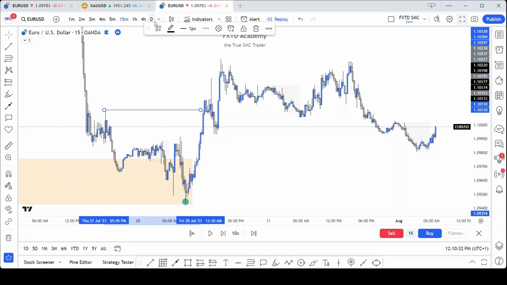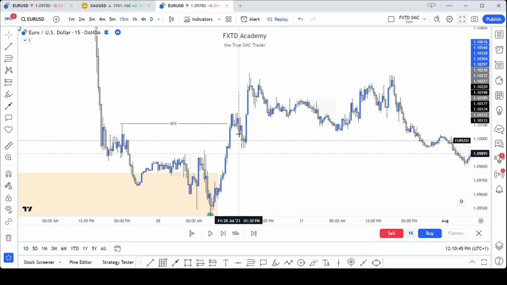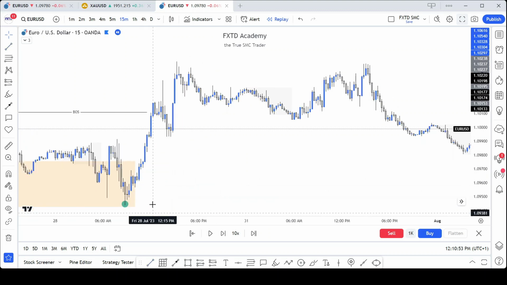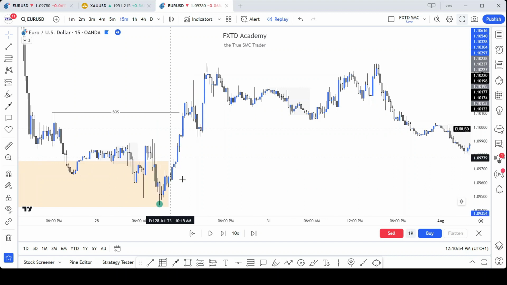So we have this as our break of structure, and what happened? There was no inducement, so the high has not been confirmed yet. As you can see, all these are single moves. So what we do is we can now see this as a break of structure.